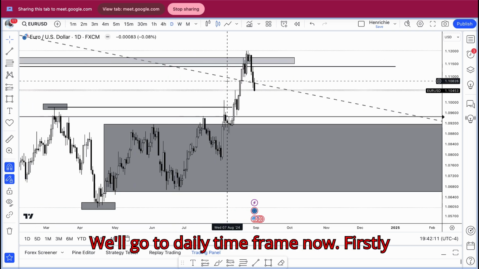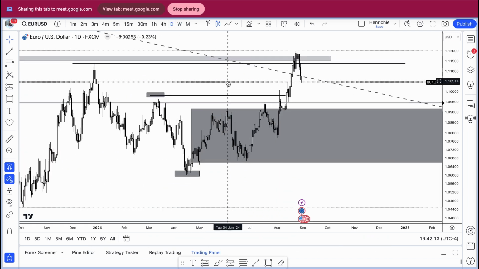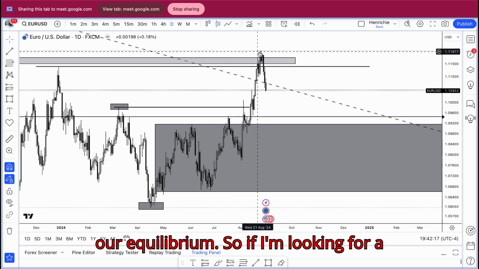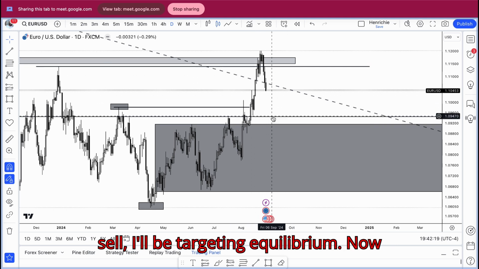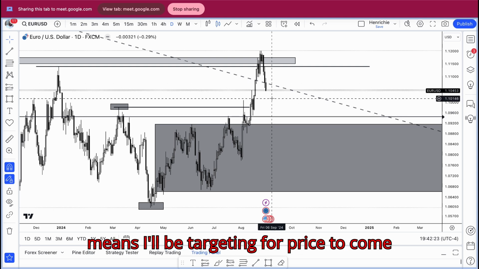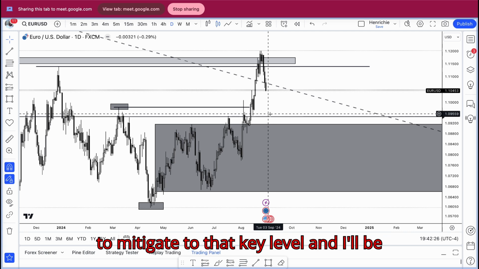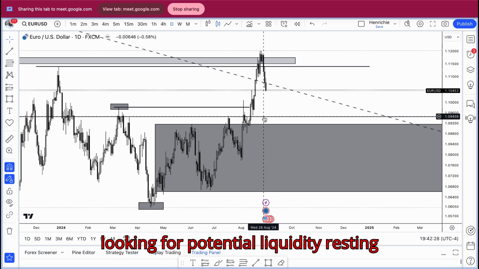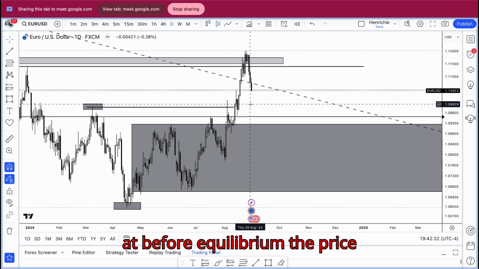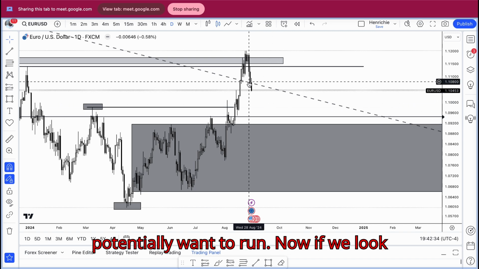We'll go to daily time frame. Now, firstly, from the weekly and monthly, we've derived our equilibrium. So if I'm looking for a sell, I'll be targeting equilibrium. It doesn't mean that I'll just put my take profit at the equilibrium zone. It means I'll be targeting for price to come to mitigate that key level. And I'll be looking for potential liquidity resting before equilibrium that the price potentially wants to run.